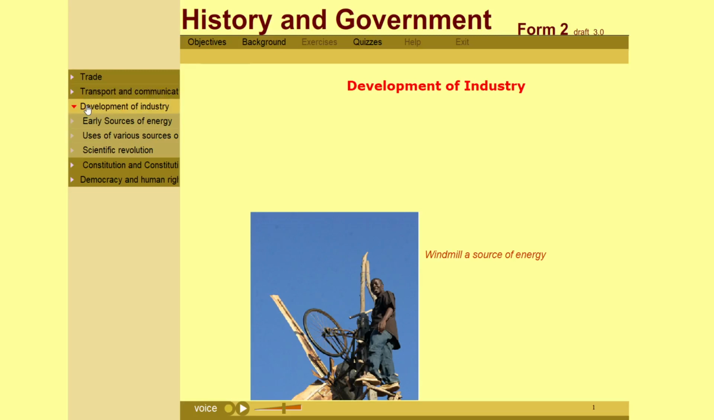In this lesson, we are going to study various sources of energy. Energy is the ability to do work. It is used to provide heat and drive machines. The earliest sources of energy were wood, wind, and water.